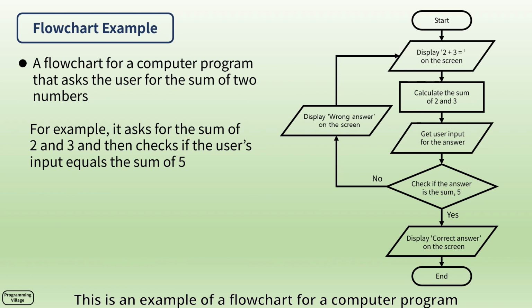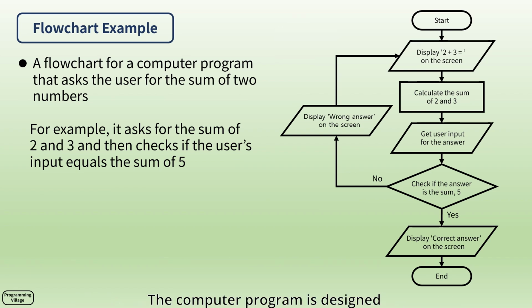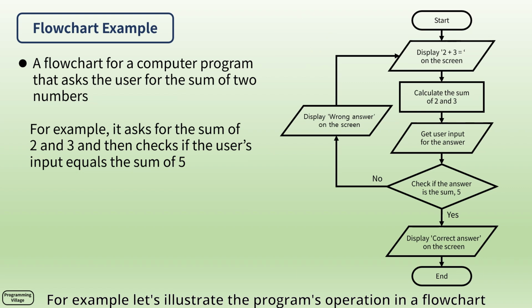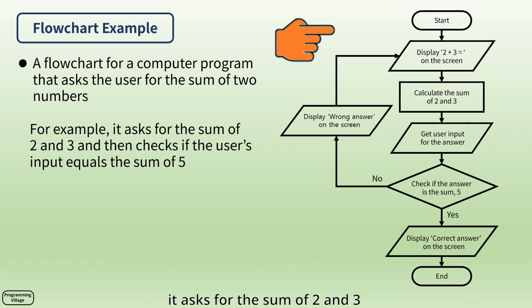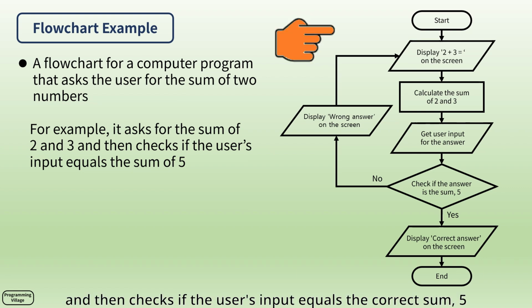This is an example of a flowchart for a computer program. The computer program is designed to ask the user for the sum of two numbers and then check if their answer is correct. For example, let's illustrate the program's operation in a flowchart. It asks for the sum of 2 and 3, and then checks if the user's input equals the correct sum, 5.